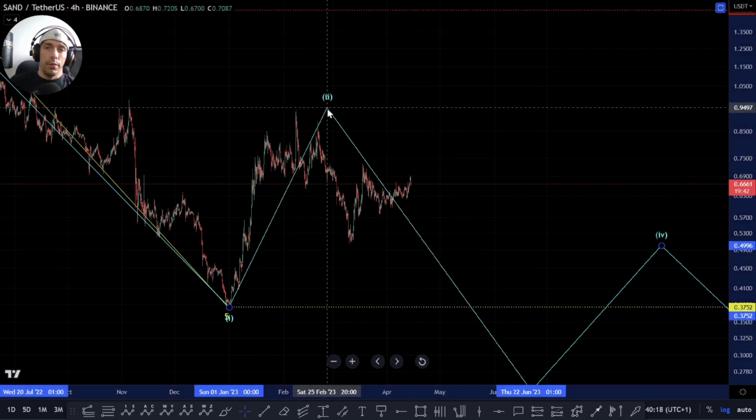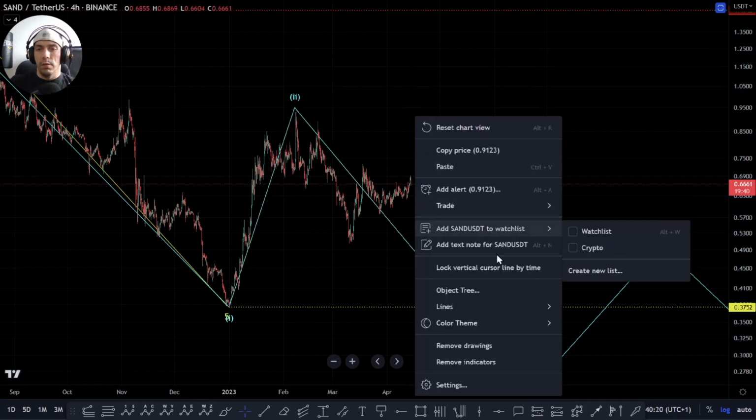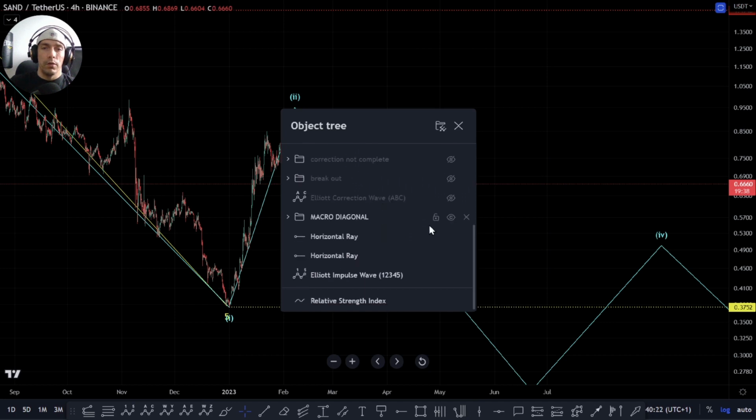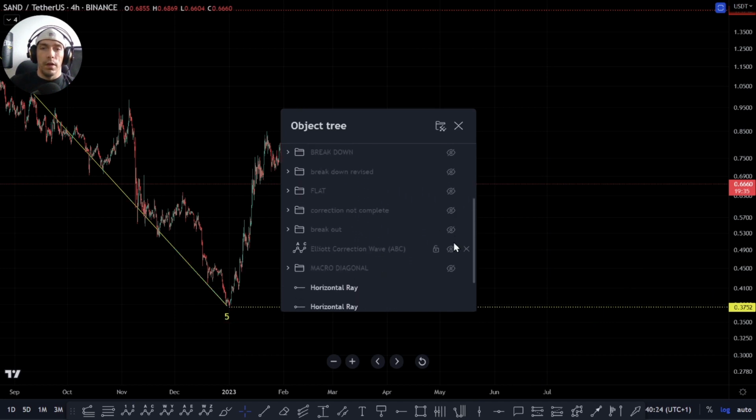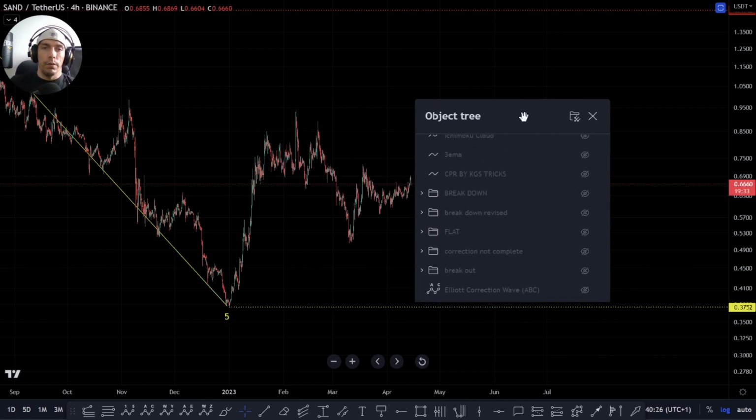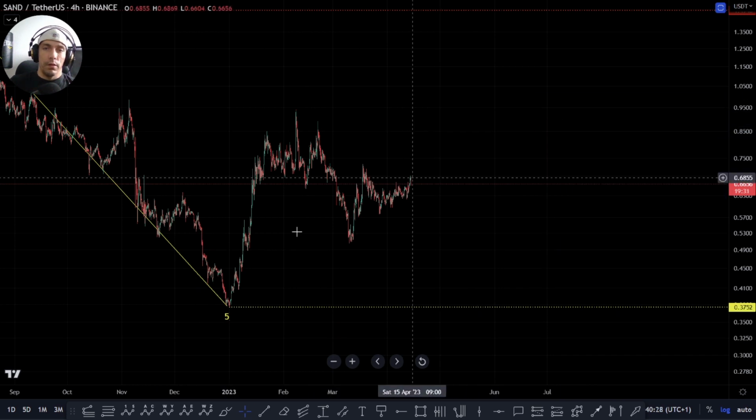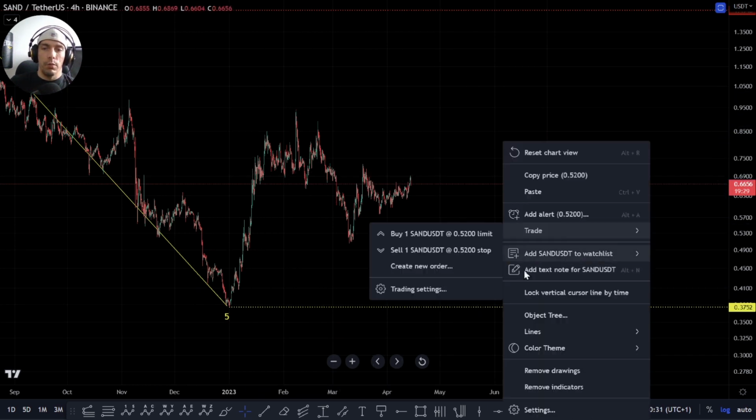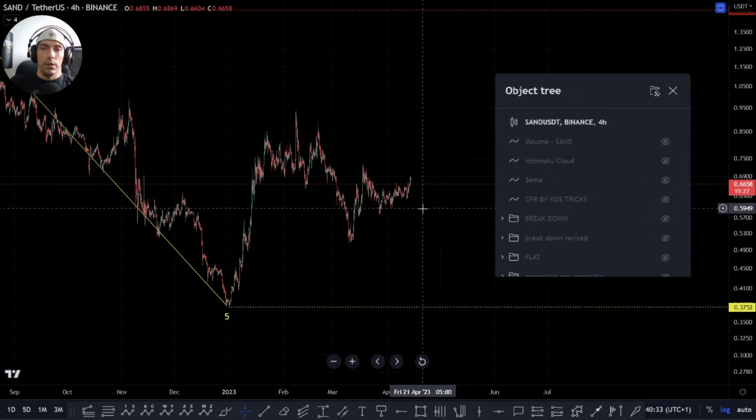There are also other ways of counting this move to the downside. Currently, this is my preferred count, so I'm going to stick with that. But basically, we need to be careful of the fact that if we have just a corrective structure up here, this could actually indicate we're going to see some sell-off to the downside.